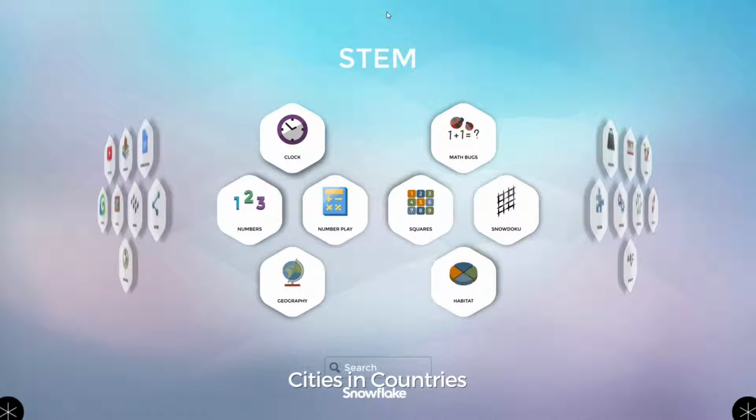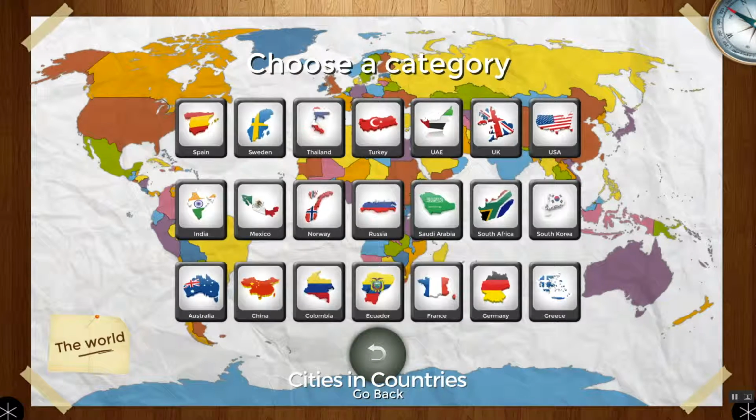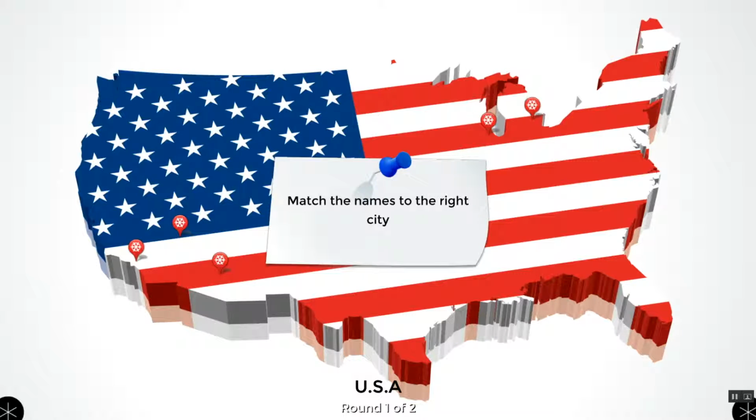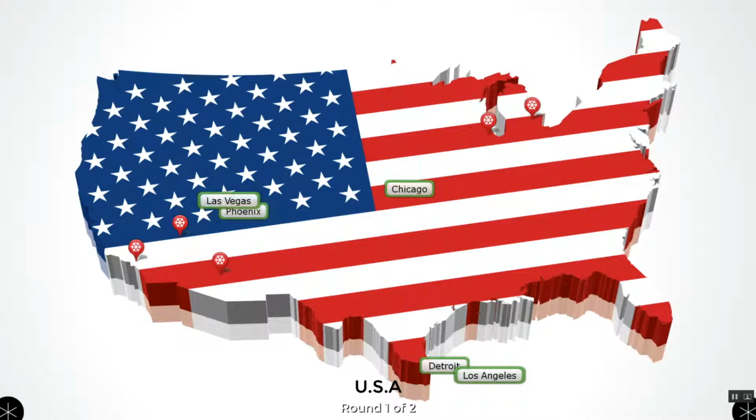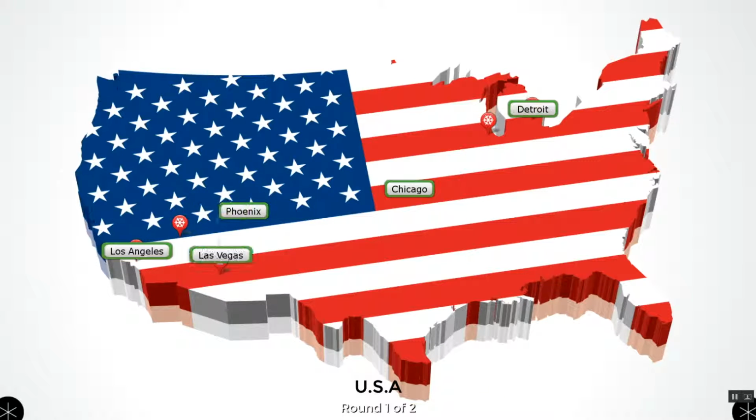Next, we'll open up Cities and Countries, leading to a selection screen containing 35 countries. The goal is to drag the names of cities to the correct tags. After all items are placed, incorrect ones will give off a flashing red glow, allowing for self-correction. Positive feedback is provided after each round.